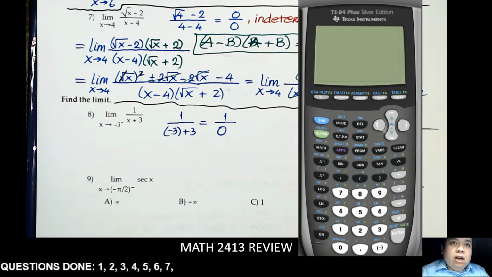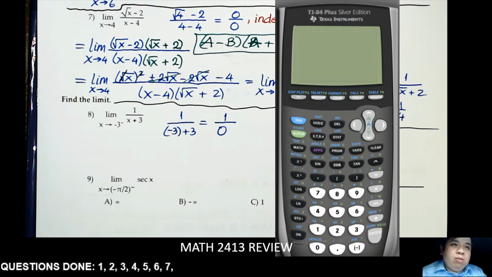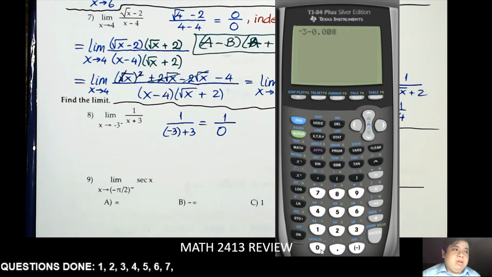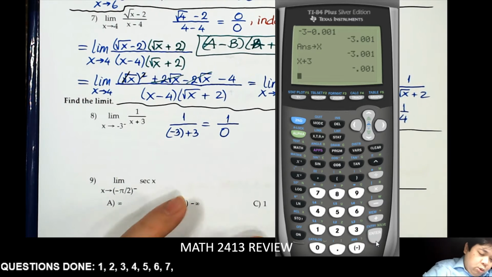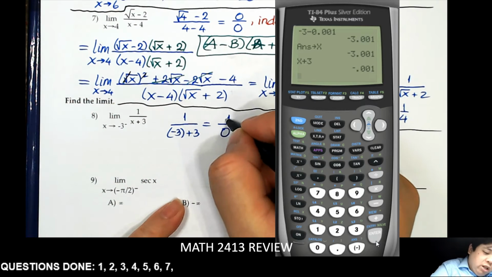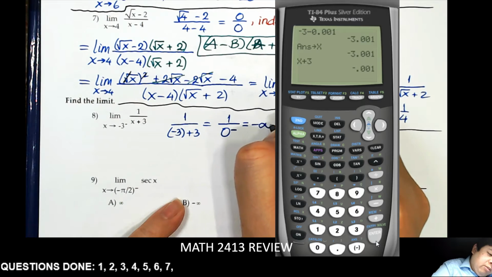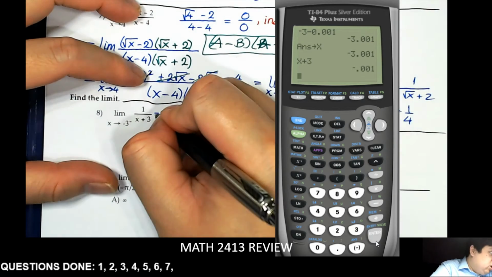So to do this, we take a number on the left side of negative 3. So we go negative 3, and on the left side of negative 3, which is smaller than negative 3, so we subtract a very small number. That gives us something that is on the left side of negative 3. I will store it into x. So x will take that value, and then we just have x plus 3 at the bottom, and that is negative. So we're going to have positive over negative, which is negative infinity. So this one is equal to negative infinity.